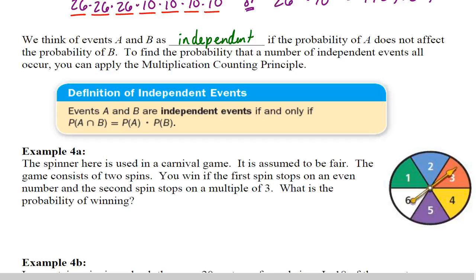Now, we can think of 2 events, A and B, as being independent if the probability of A does not affect the probability of B. To find the probability that a number of independent events all occur, you can apply the multiplication counting principle. Events A and B are independent events if and only if the probability of the intersection of A and B, A and B happening at the same time, is equal to the probability of event A times the probability of event B. If that is a true statement, then those events are independent. If that's not a true statement, then they are dependent, or not independent, events.